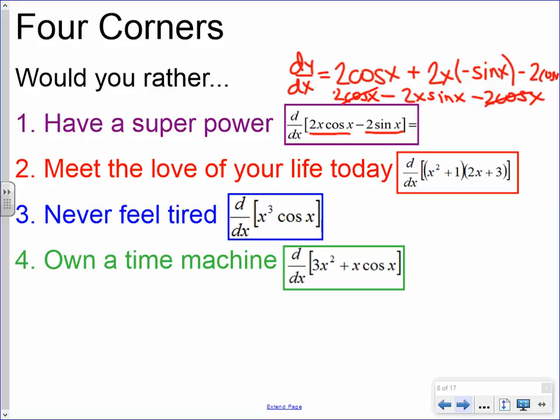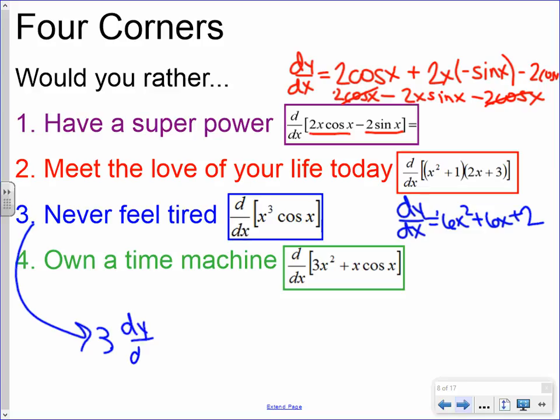Okay, meet the love of your life today. Your derivative, 6x squared plus 6x plus 2. You all worked together on that one, didn't you? You're like 2 people in the group. So you and Michael? Yeah. Excellent, that is the right answer. My never feel tired people.